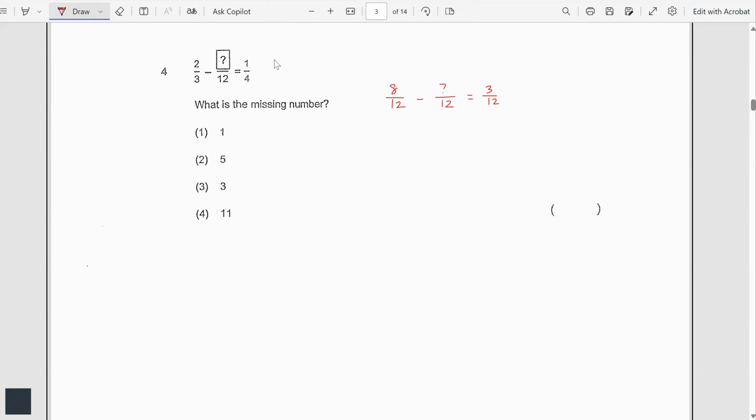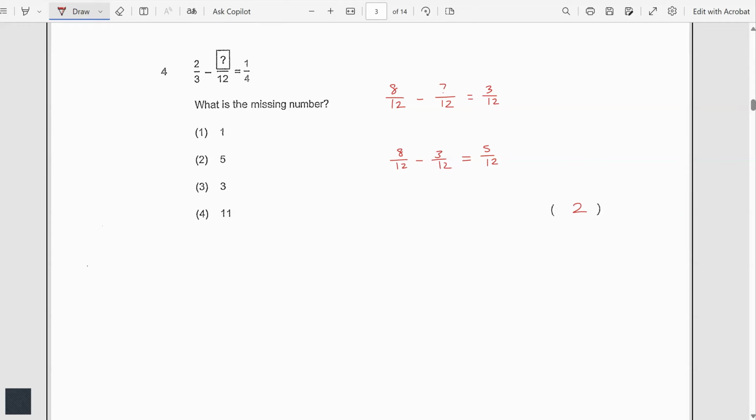So the missing number is what? So 8 minus something gives you 3, right? So 8 minus 5. Or you can do 8/12 minus 3/12. And that will give you 5/12. So the missing number is 5. So answer 2.